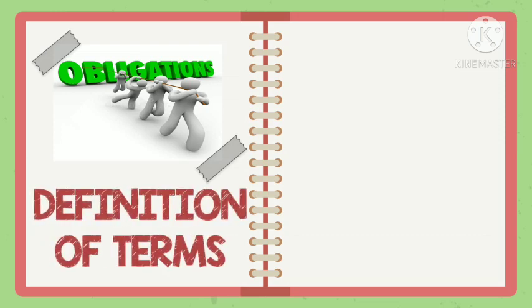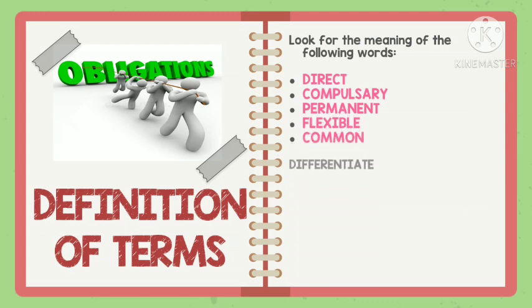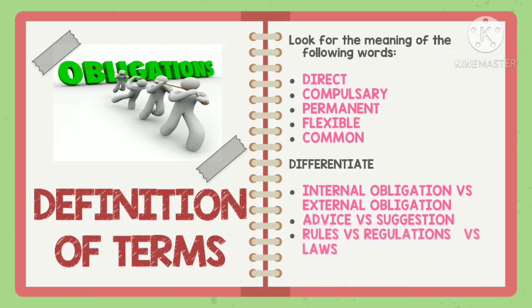Obligations. Definition of terms. Look for the meaning of the following words: direct, compulsory, permanent, flexible, common, and differentiate the following: internal obligation versus external obligation, advice versus suggestion, rules versus regulations versus laws.